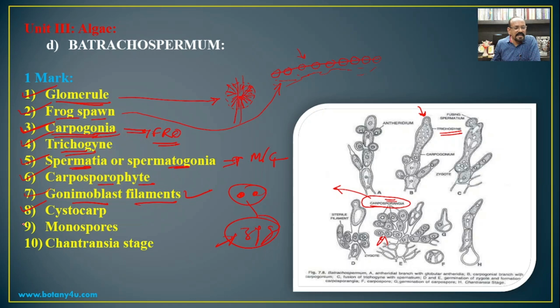As we have seen, the juvenile stage of Batrachospermum reproduces by means of the monospore, and that is known as the Chantransia stage. In the Chantransia stage it reproduces by means of the monospore, that is, by asexual reproduction.